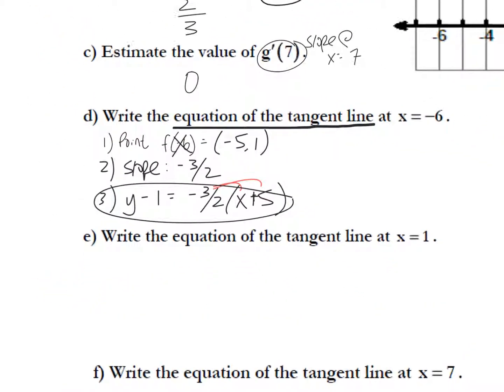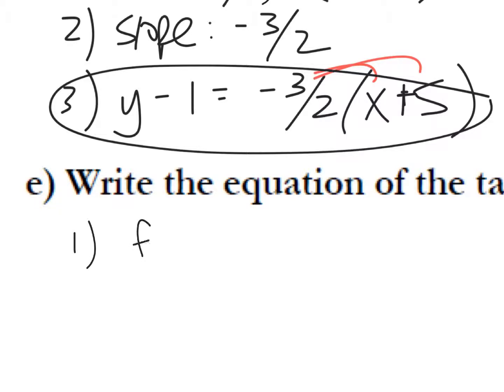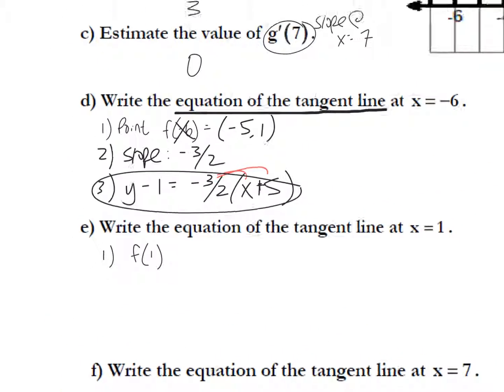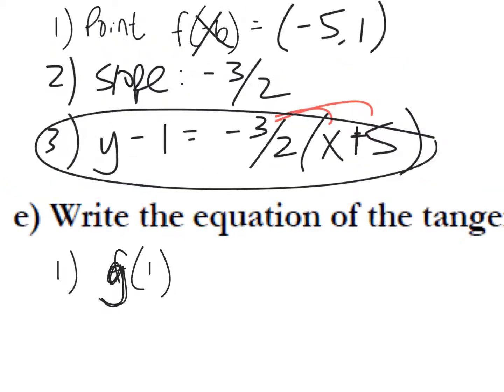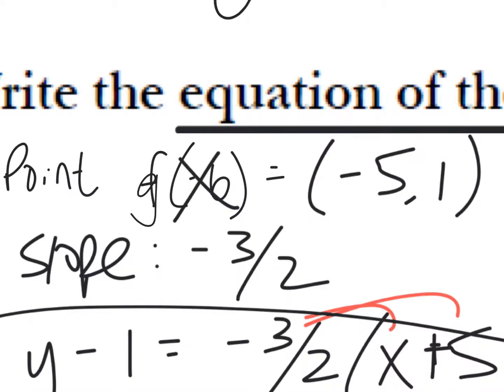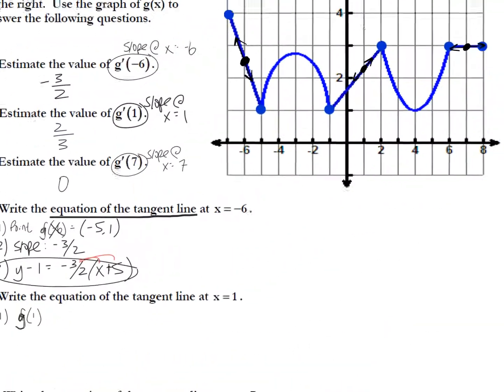Next question says find the equation of the tangent line at x equals 1. Okay, so what's f of 1? I just realized these are all g's. Dang it. These should be g's. Same up here. Don't get confused. They name the equations a very specific way. So let's look at g at x equals 1.